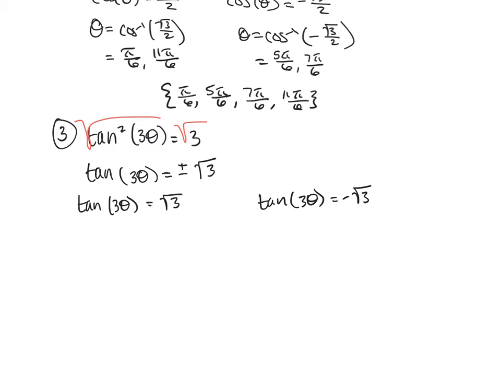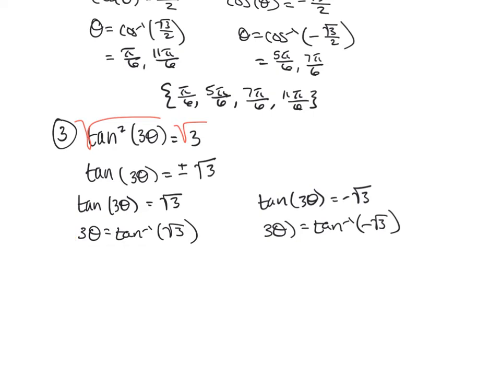And then when I use tangent inverse on both sides of both of these equations, 3 theta is equal to tangent inverse of square root of 3, and 3 theta is equal to tangent inverse of negative square root of 3. So just a reminder, when we have a double angle, we're looking for the total number of solutions within 0 to 4 pi, or 2 full rotations. Since we're dealing with a triple angle, we want all of our answers to be between 0 and 6 pi, or 3 full rotations.